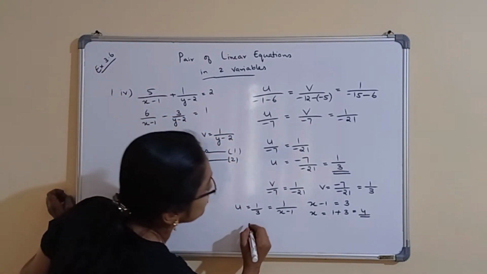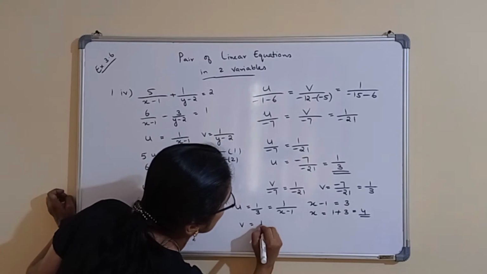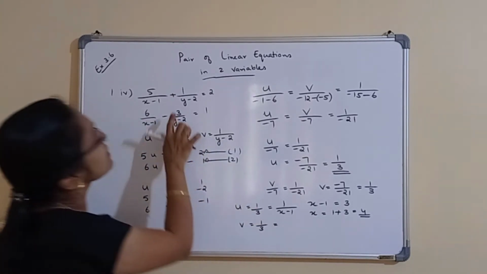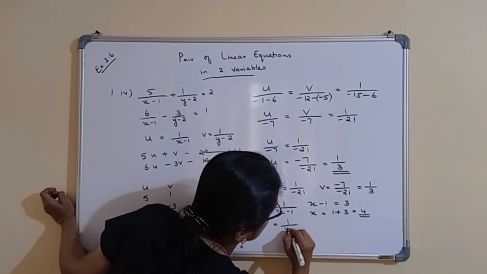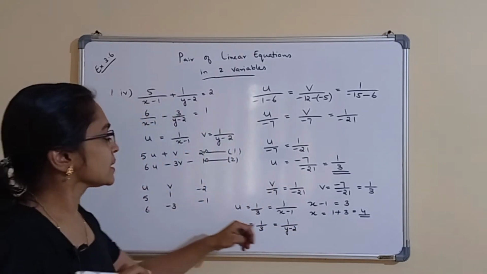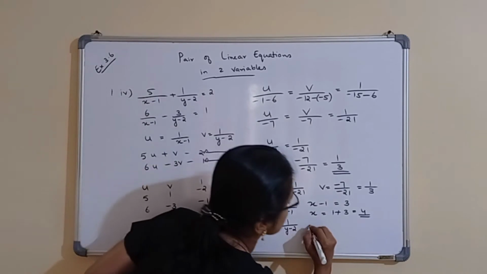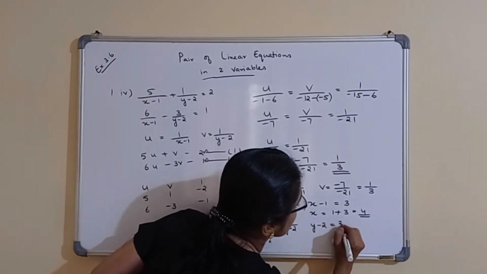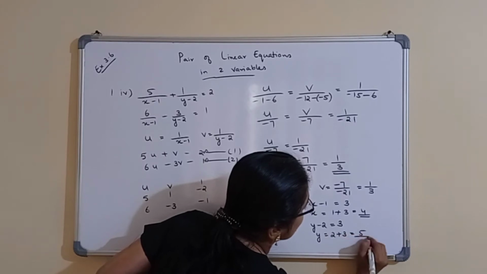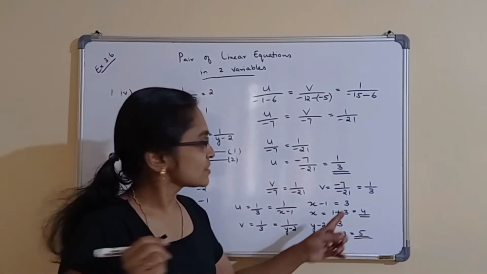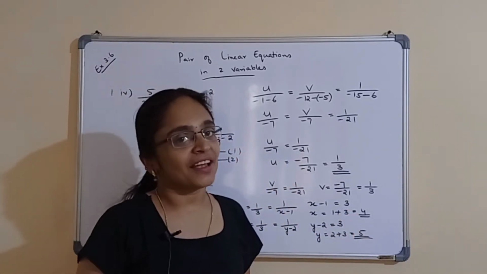Now we have v is equal to 1 by 3, which is equal to 1 by y minus 2. So we can do the same thing, that is y minus 2 is equal to 3, which means y is equal to 2 plus 3 and that is equal to 5. So the value of x here is 4 and y is 5.